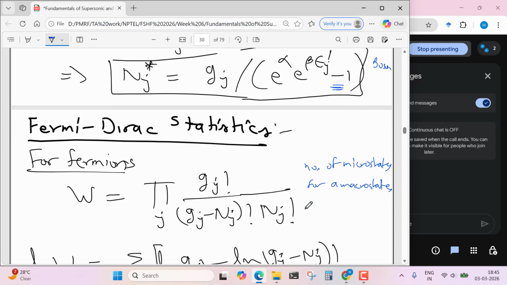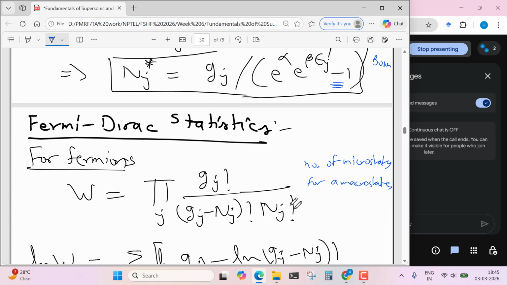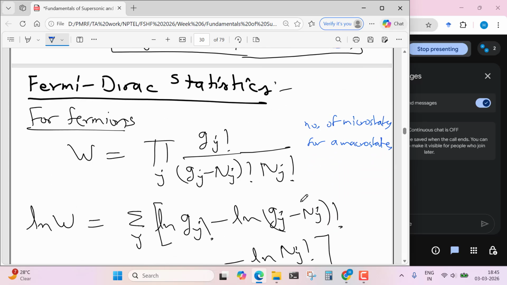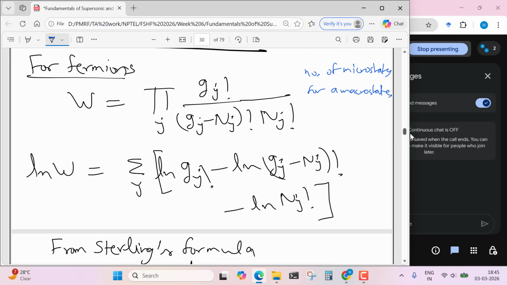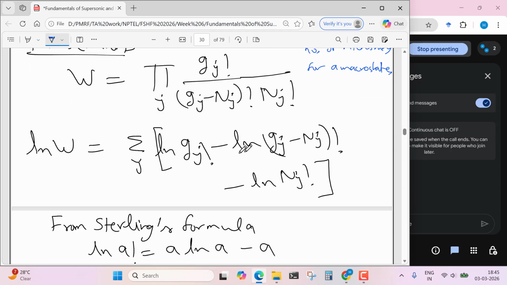Now we will repeat the same process for fermion. So for fermion, W equal to pi j, Gj factorial upon Gj minus Nj factorial, Nj factorial. We will take the log of this, so product will become summation. So we will get sigma log Gj factorial minus log Gj minus Nj factorial minus log Nj factorial. So we'll use the Stirling's formula here also.